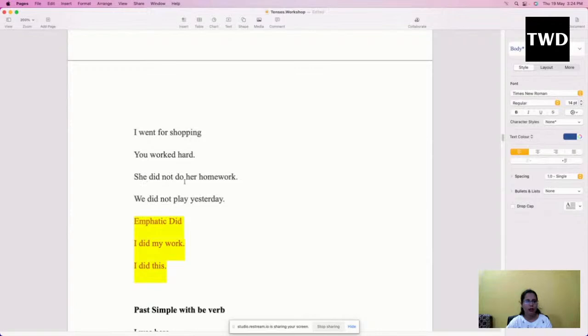She did not do her homework. This is a negative form of the sentence. She is the subject, the third person singular pronoun. She did not. So, did is the helping verb in its past form. Did not do. Do is the present form of the main verb. So, she did not do her homework. You will not frame the sentence 'she did not done her homework.' This is totally wrong. You have to say she did not do her homework.